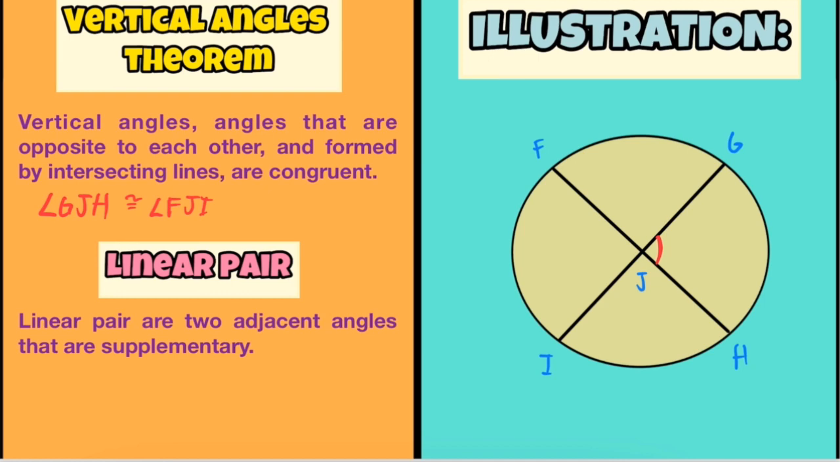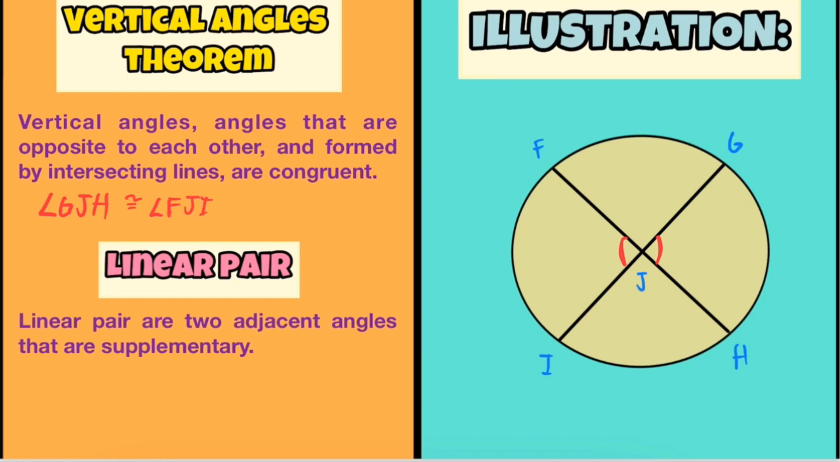Since they have equal measures, we can put a curve here. Now, disclaimer, some students or some teachers also decide to not just do curves, but sometimes put tick marks on top of curves. It doesn't matter. What matters is that if they're congruent, they should have the same symbol.